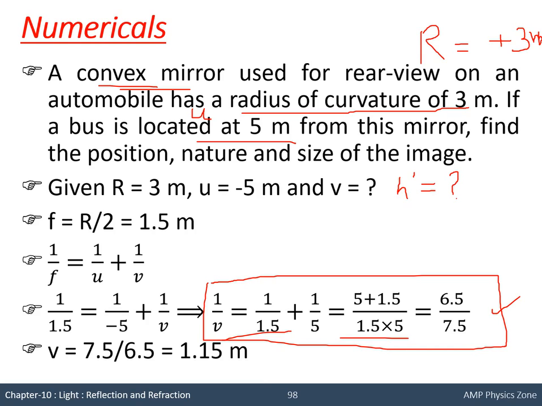So nature we can tell from this only, as v is positive, so the image formed will be virtual, that will be the nature of the image. But from the size we can say whether it is diminished or not. So now we will find the size of the image. Now as the object size is not given in the question, we can find the image size in terms of the object size. Okay, that you need to remember.